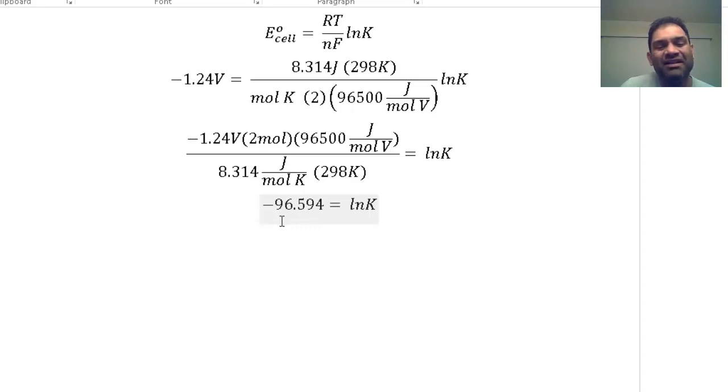So K is going to be the inverse natural log of that, which is e. Taking e to both sides of the equation will give me e to the power of minus 96.594.